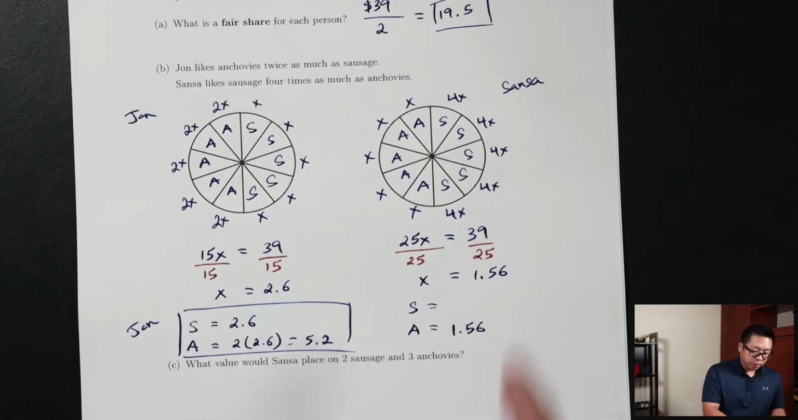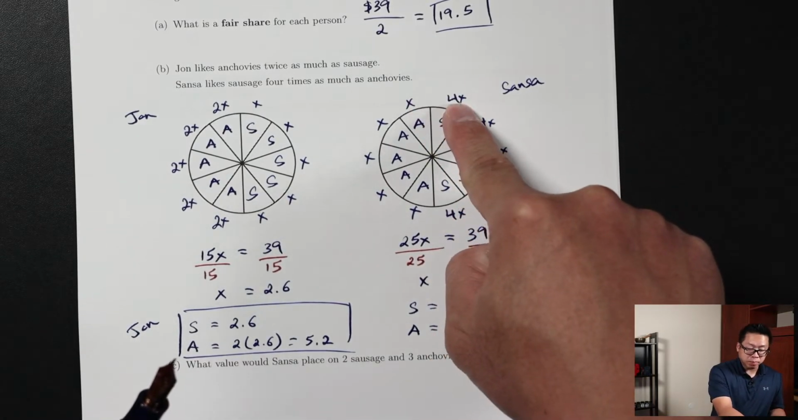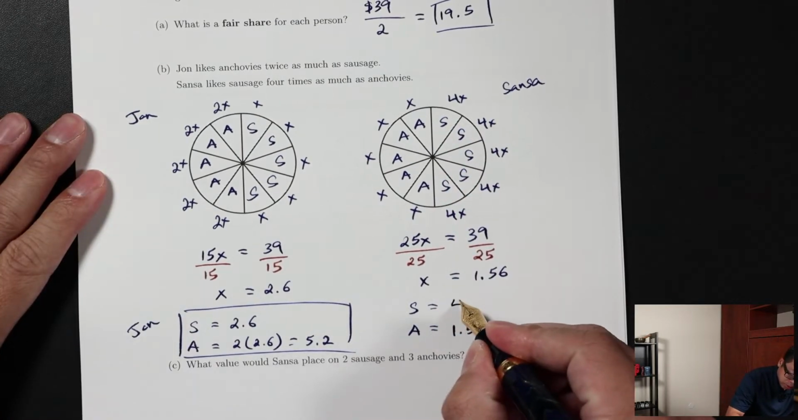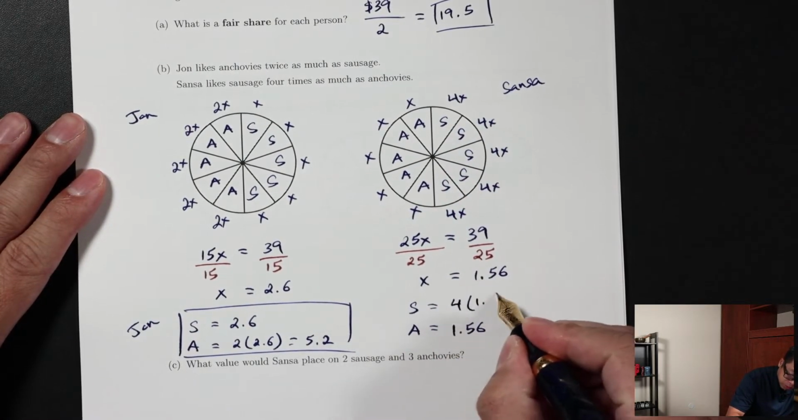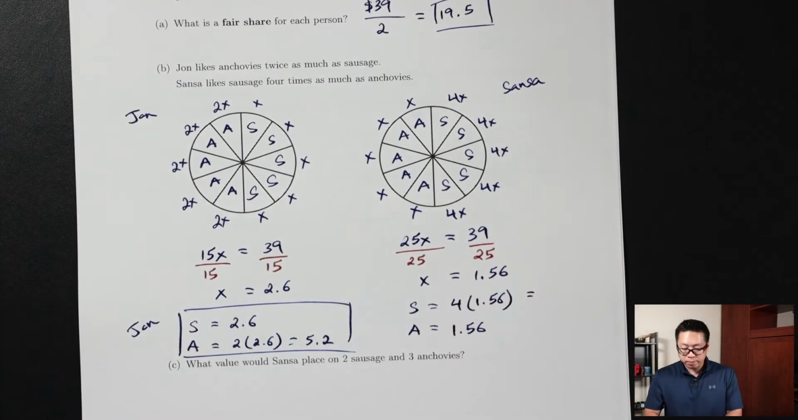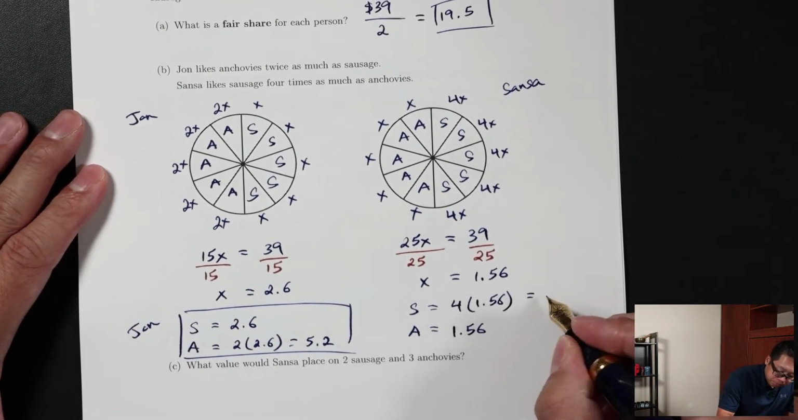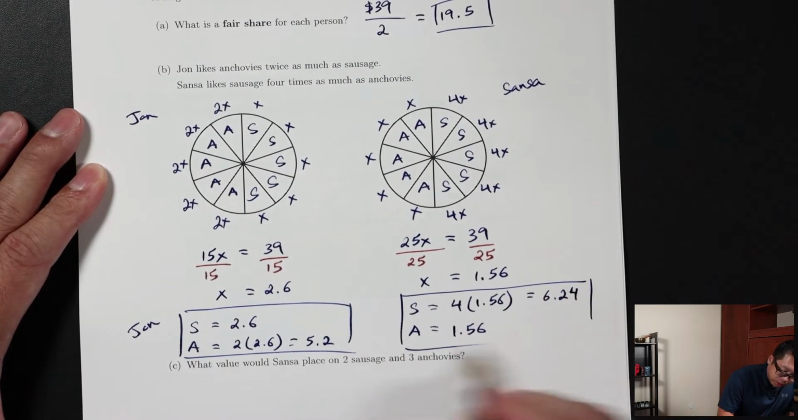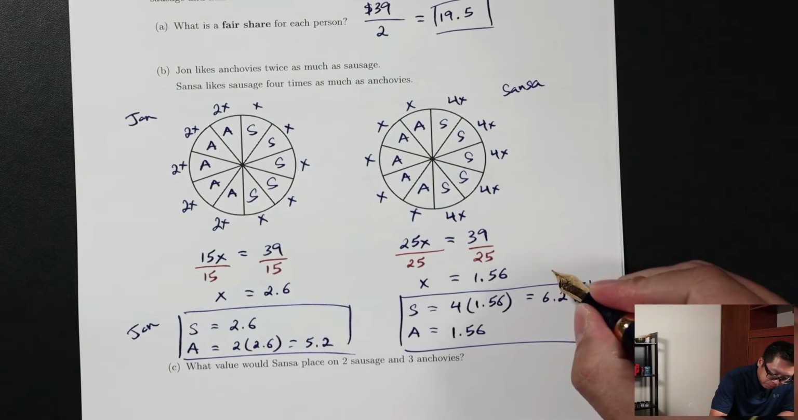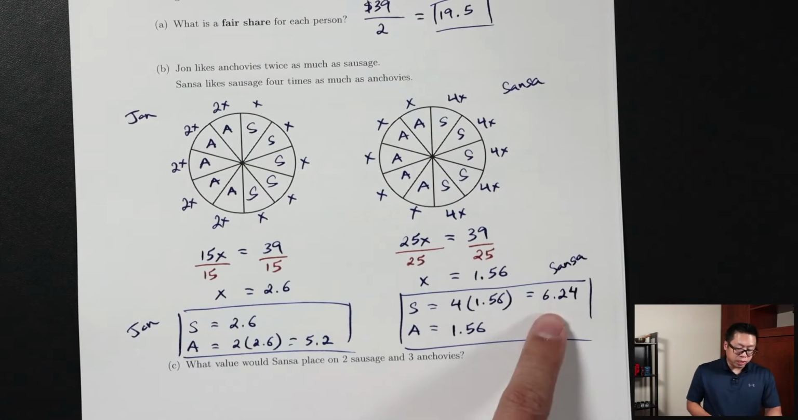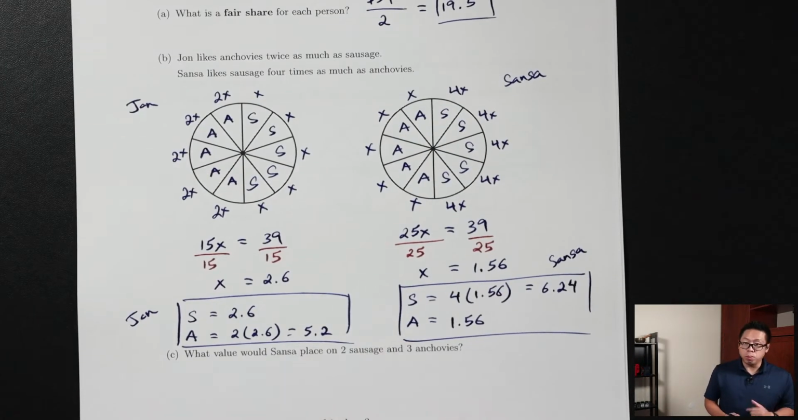The sausages we labeled as 4x, so that means 4 times x. So the sausages will be 4 times the x, which is 1.56. Okay, so sausage is 4 times 1.56, 6.24. And these are Sansa's values. So Sansa values sausage 6.24 and anchovies 1.56.